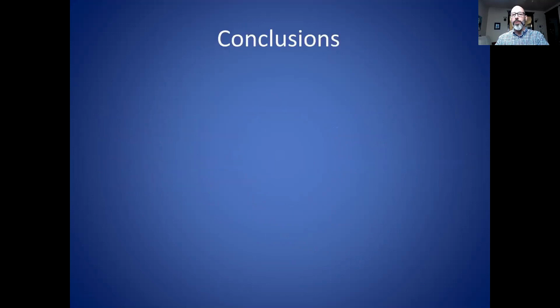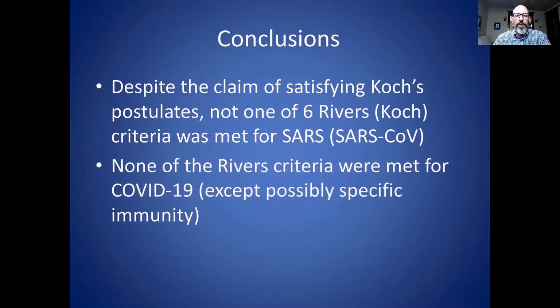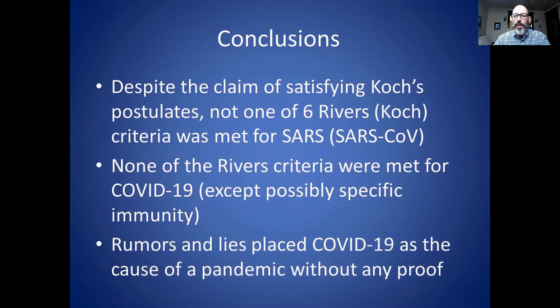So I'd like to conclude from everything I talked about that, one, despite the claim of satisfying Koch's postulates, not one of the 6 Rivers criteria was met for SARS. Not one. That's in 2003. Two, none of the Rivers criteria were met for COVID-19, except possibly specific immunity, the least important of the 6 criteria. And three, rumors and lies placed COVID-19 as the cause of a pandemic with no proof whatsoever.